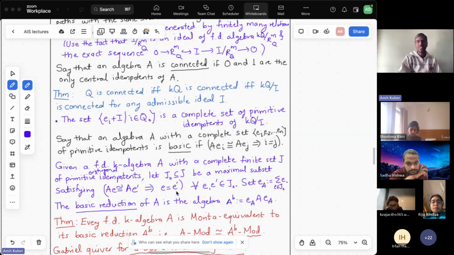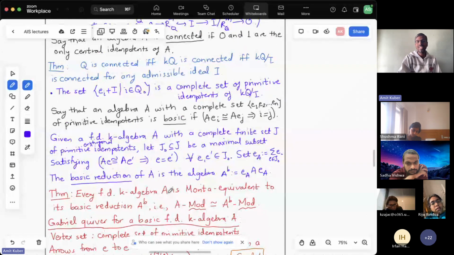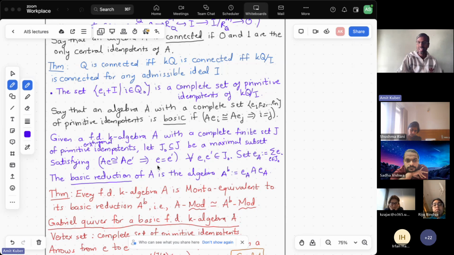So why is it important that every finite dimensional K algebra is Morita equivalent to its basic reduction? A_B is of course an algebra. It is a finite dimensional algebra and it is basic because we are choosing only one idempotent from each equivalence class. Of course there are certain things to be proven here, but it is a basic algebra. Take my word for it.